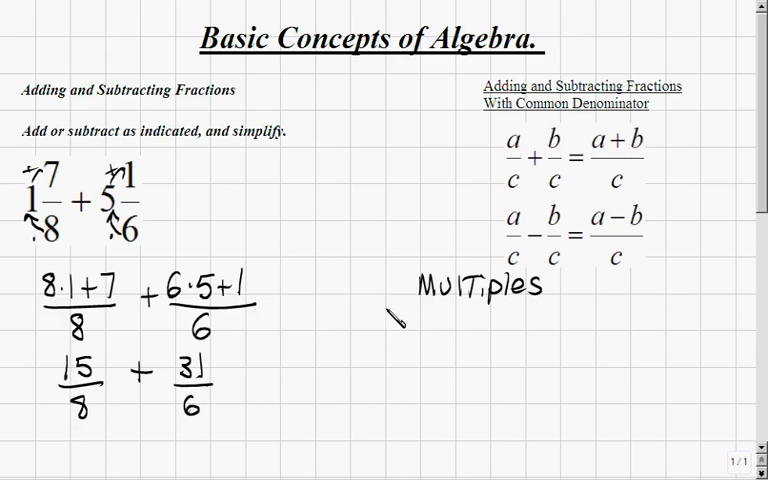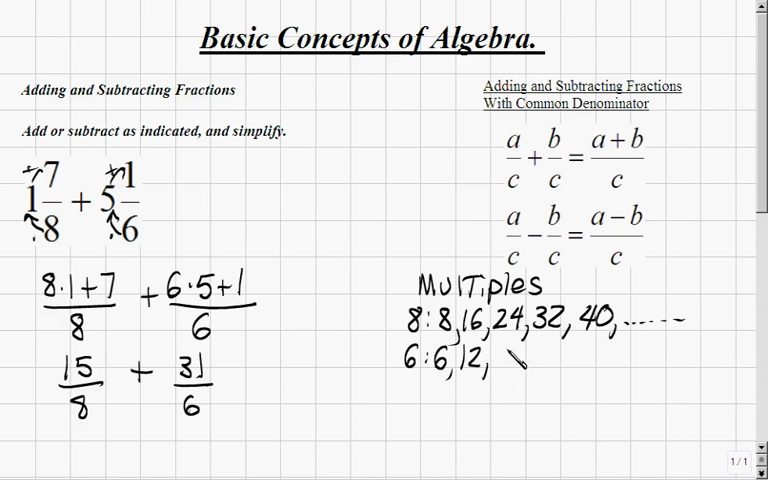To list the multiples, for example, for 8, we'll start with the first multiple of 8 and add 8 each time for future multiples. So 8 plus 8 is 16, 16 plus 8 is 24, 24 and 8 is 32, 40, and so on. The multiples for 6 are, the first one is 6, and we'll continually add 6 for future multiples. 6 and 6 is 12, 12 and 6 is 18, 18 and 6 is 24, 30, and so on.